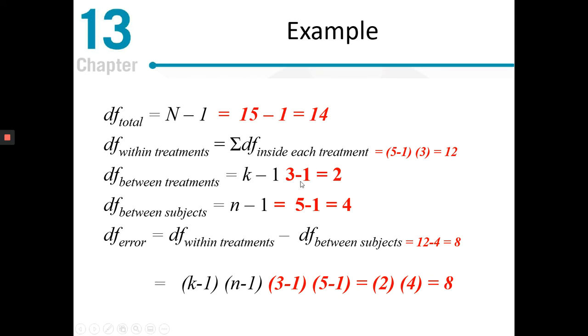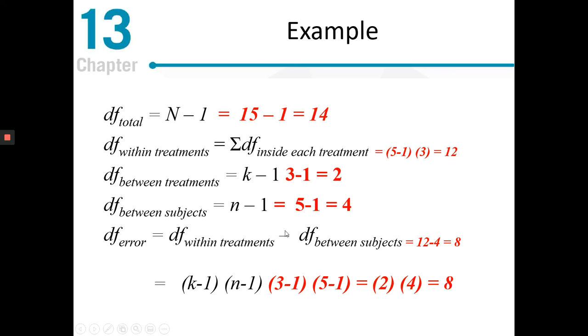The between treatments is the same as the one-way ANOVA. 3 minus 1 is 2. And then the between subjects, which is new, it's the little n minus 1. Well, little n is how many scores you have in each of the levels. So we have 5 scores in each of the levels. So 5 minus 1 is 4.